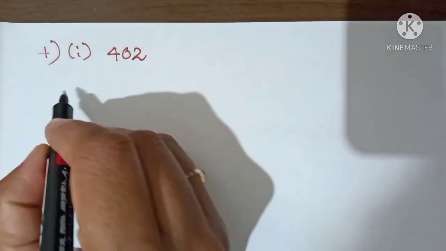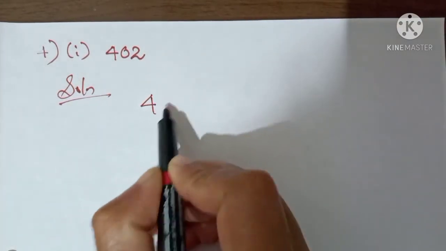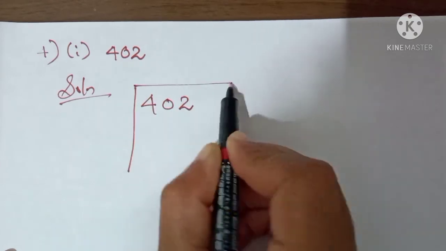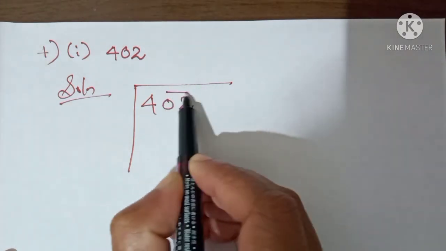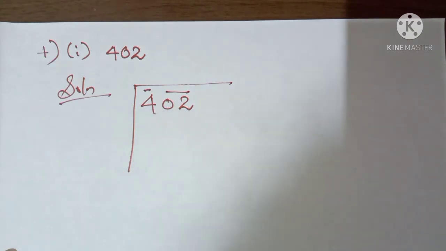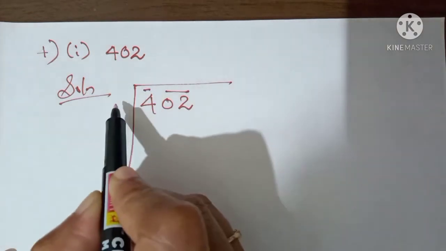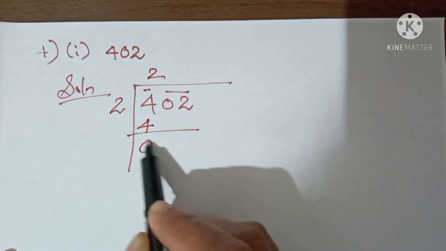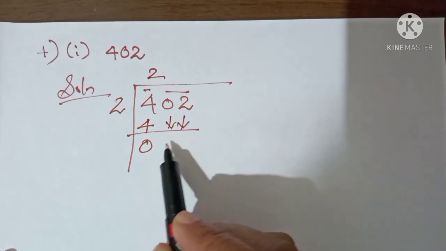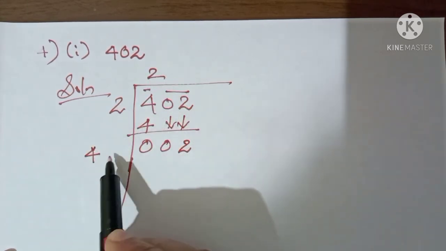So the number is 402. First you do long division. 402, and here there is no decimal number, so we can just start pairing from the ones place. So these two numbers and this one. So 4. Look here: 2 twos are 4, so you can write 2 and 2. 2 twos are 4. 4 minus 4, 0. Then bring this whole pair down, 02. So 2 plus 2, 4.